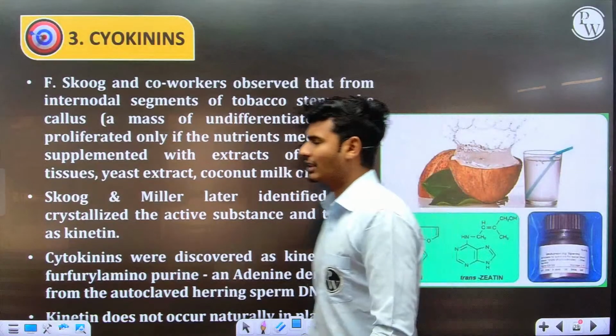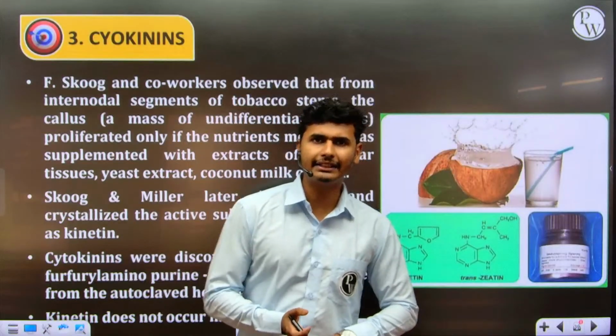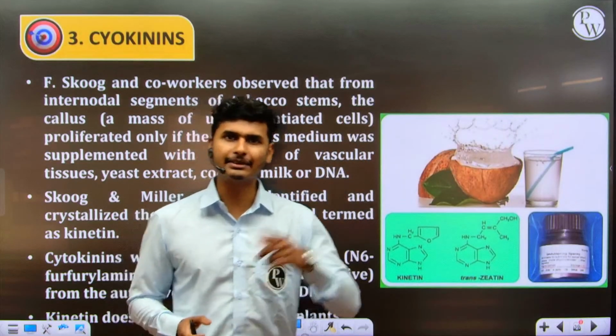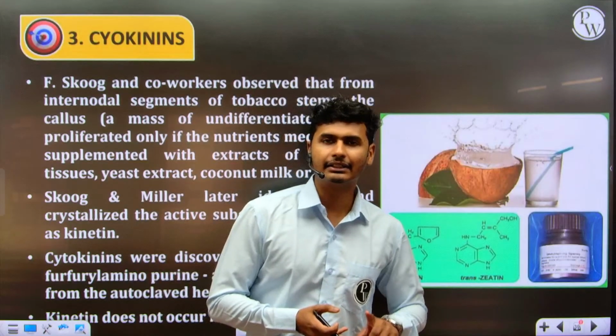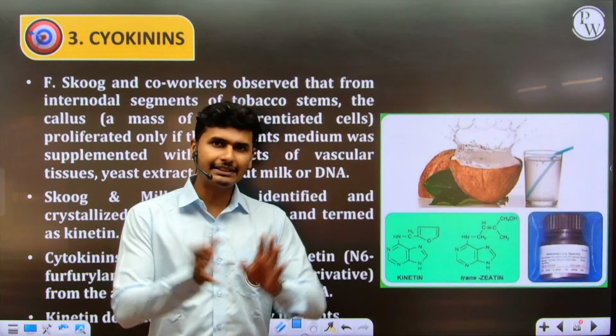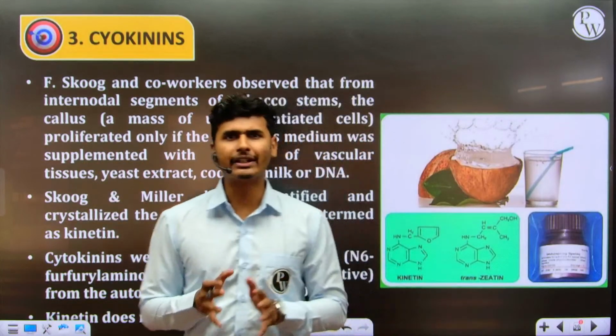I covered the basic hormones: cytokinin and gibberellic acid are promoters, along with auxin, and ethylene and abscisic acid are the inhibitors. Just remember this. I hope you are getting all the points from today's session.